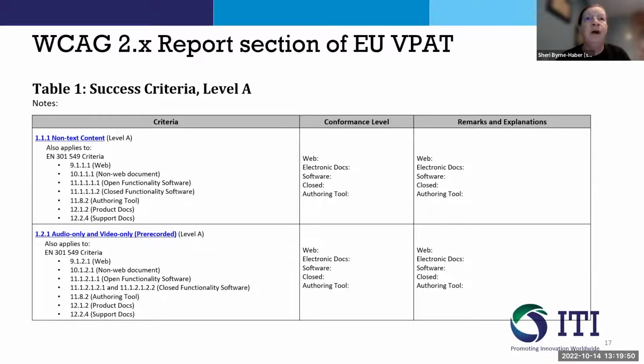If you're not closed software, they will be marked not applicable all the way through the table. Most of the time, people just complete web, electronic documents, and software, and you're either going to say that you fully comply with the criteria that are listed in the column before, or you're going to say that it's partially supported or not supported, and then you're going to put the remarks and explanations in the 3rd column where you explain where are the areas that drive you to come to the conclusion that you're only partially supporting the criteria or you're not supporting it at all.